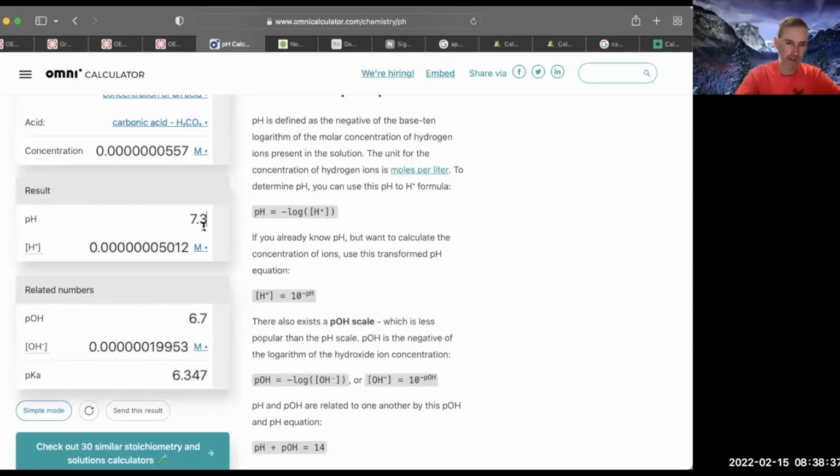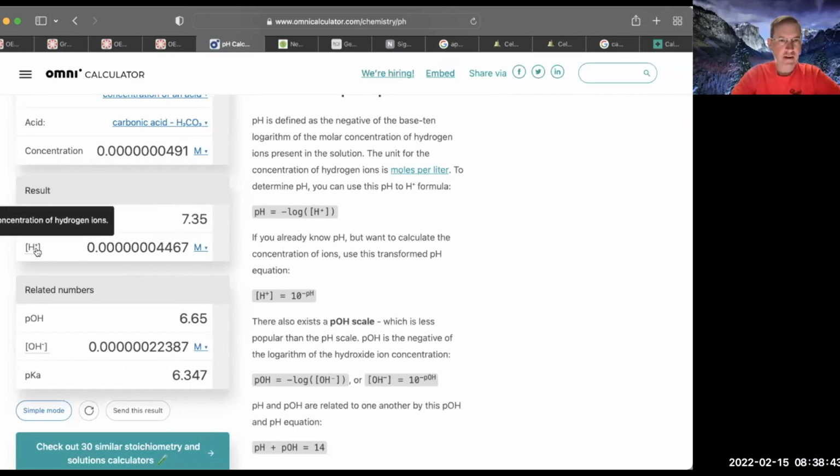But let me go 7.35. Okay, I was going to go back and just verify it. So 7.35. All right. So we now converted that. The hydrogen ion concentration is 0.0000000467 molar, right?